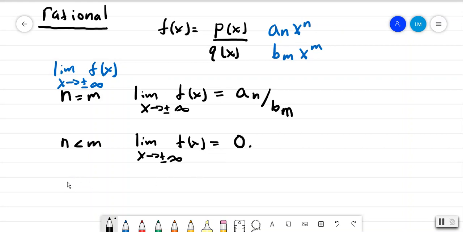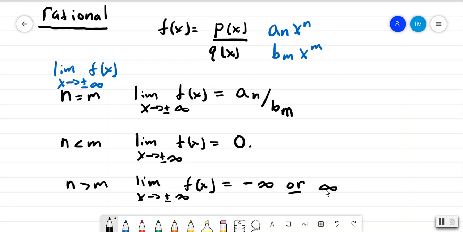But then you also have, oppositely, that if it's greater on top, the limit as x goes to plus or minus infinity for f of x is going to go to negative infinity or positive infinity depending on the sign of the coefficients. So that's where it gets a little strange.